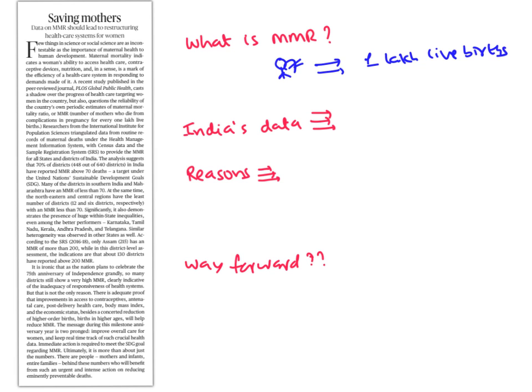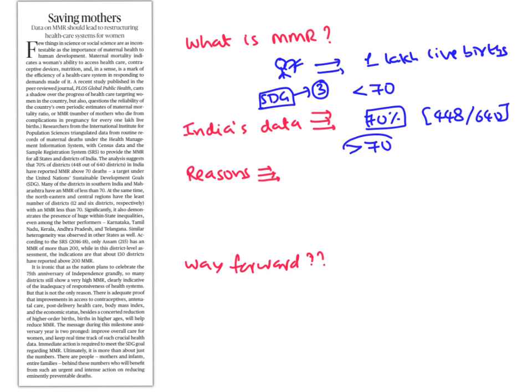And globally, the Sustainable Development Goals define that we need to keep MMR to less than 70, and MMR comes under Sustainable Development Goal 3. We need to keep the MMR less than 70. But what is India's data showing? What is the MMR currently in India? It says 70% of districts in India, which means 448 out of 640 districts, have shown MMR in excess of 70.